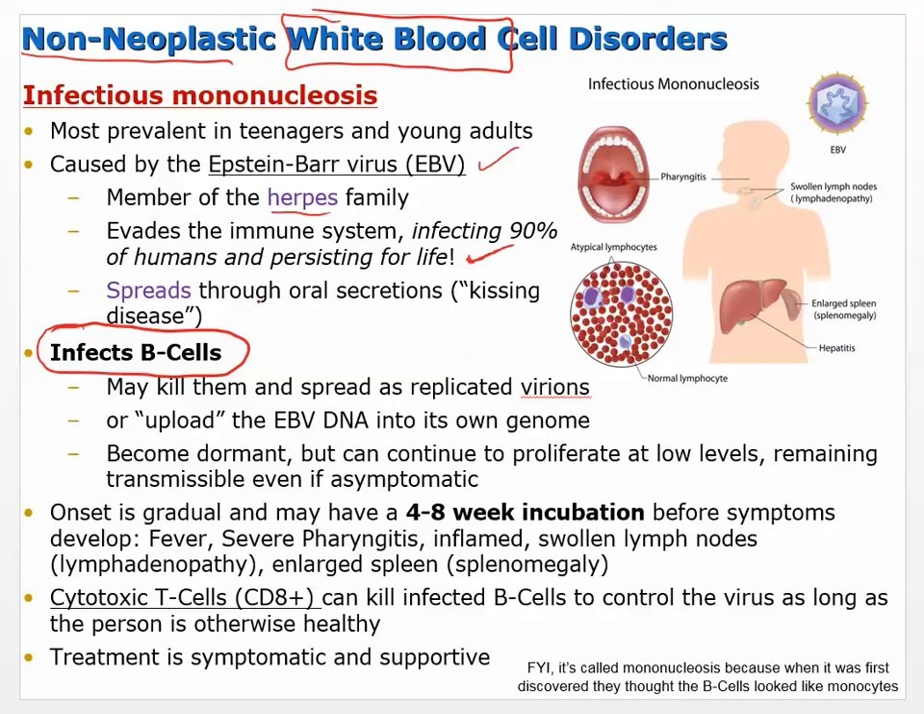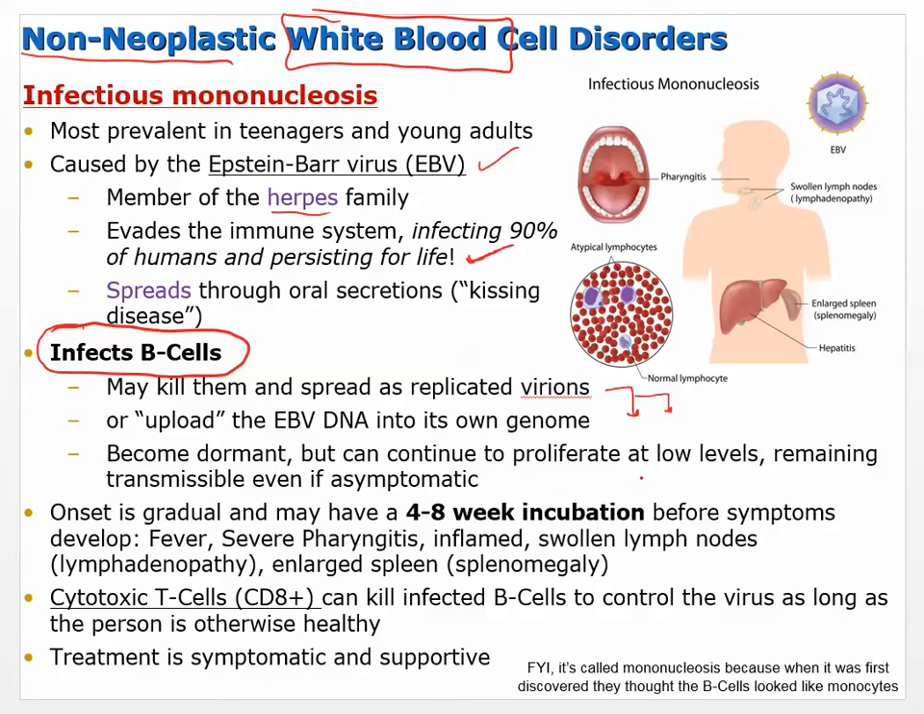In the case of mononucleosis, it spreads through oral secretions. That's why it's called the kissing disease a lot of times. So what does it do to B cells? It may kill them and spread as replicated virions. So we would have a decrease in immune function, at least in what B cells do: production of antibodies and the adaptive acquired immune response. Or it can upload its DNA into the genome of the B cells, become dormant, continue to proliferate at low levels, and remain transmissible even if asymptomatic a lot of times.